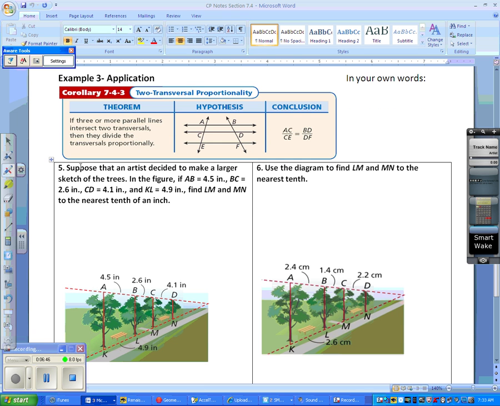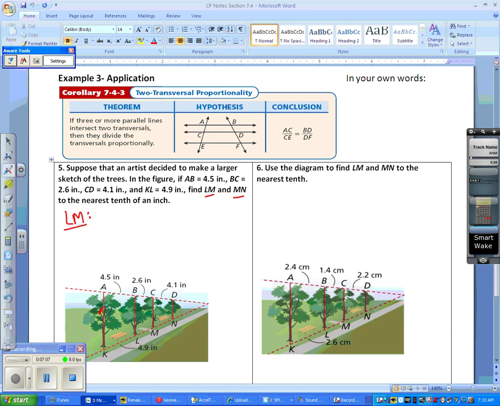Let's see. Suppose that an artist decided to make a larger sketch of the trees. In the figure, AB is 4.5 inches, BC equals 2.6 inches, CD equals 4.1 inches, KL, this part down here, is 4.9. Find LM and MN. So since they want 2 things, that means we're going to have to use 2 different proportions. So let's say I wanted to figure out LM first.